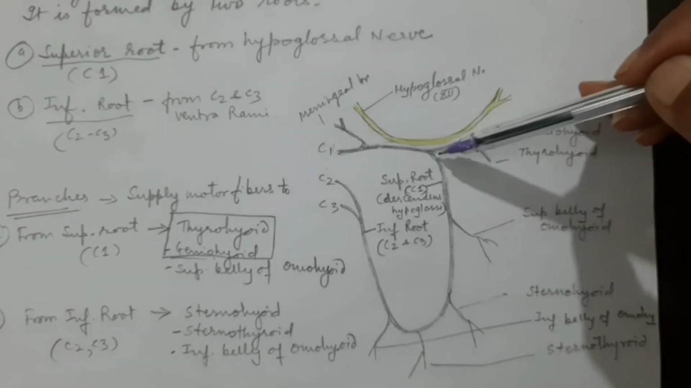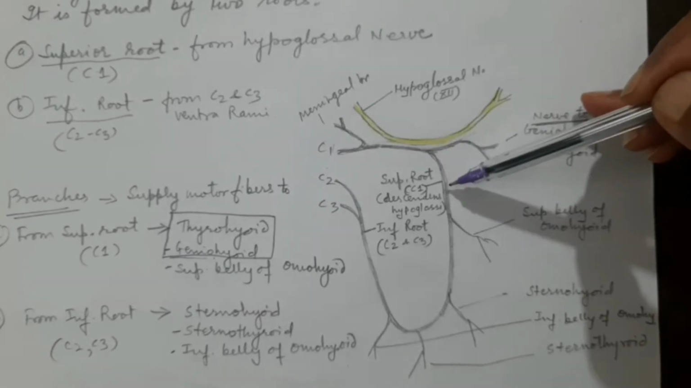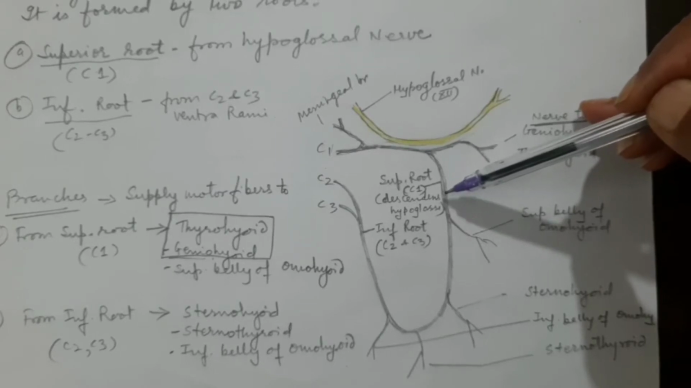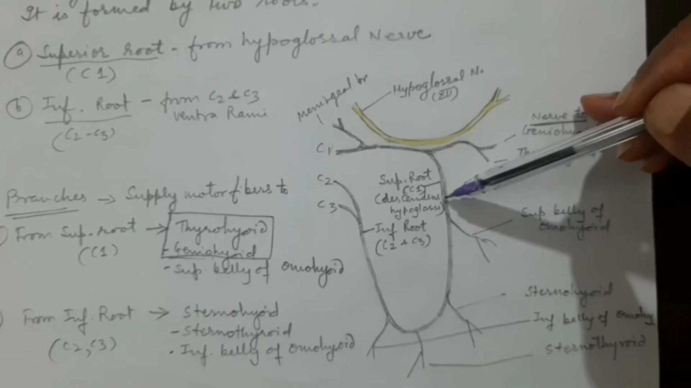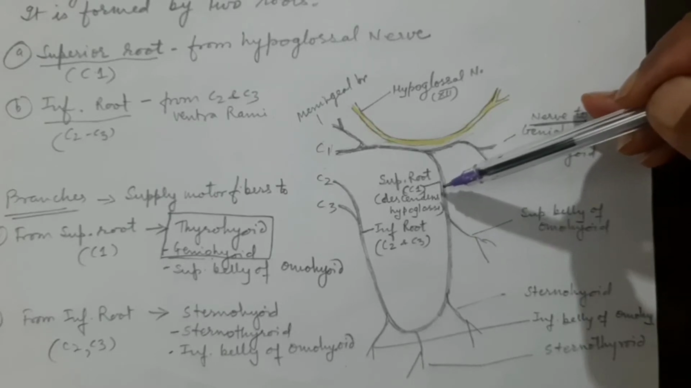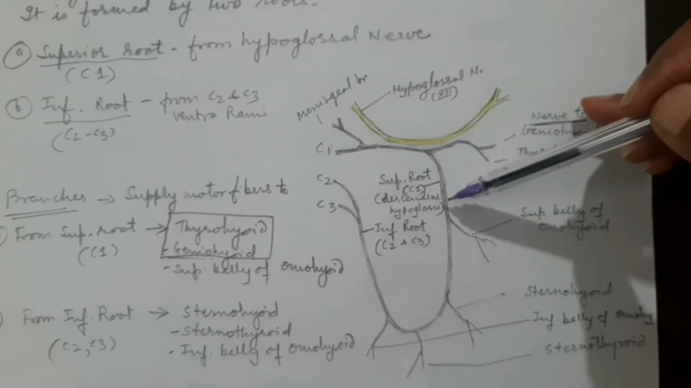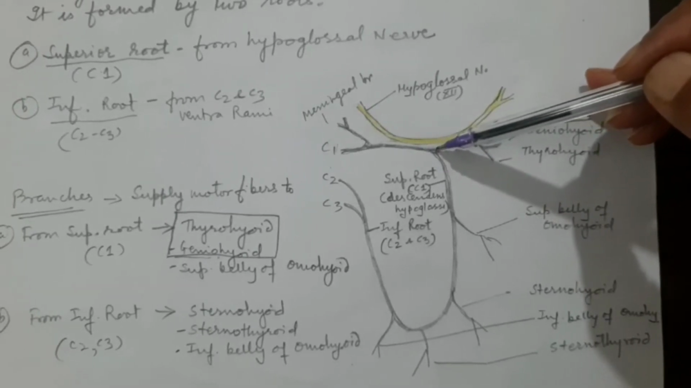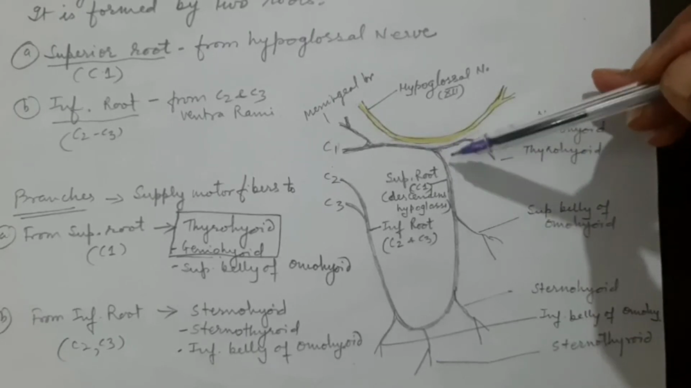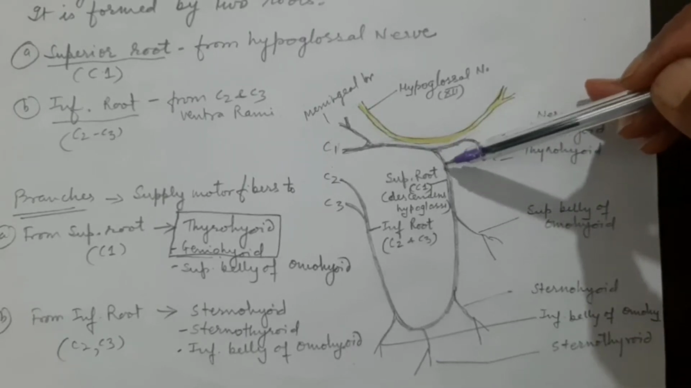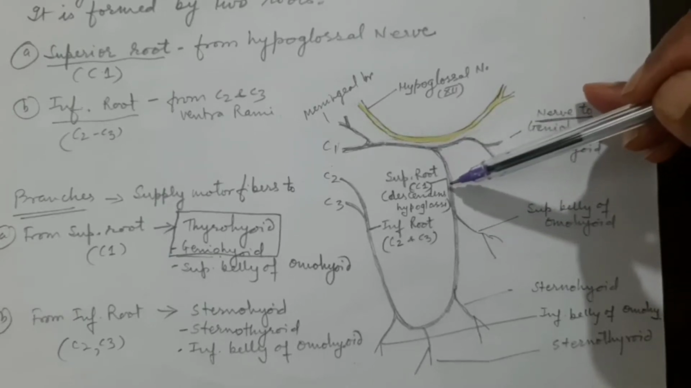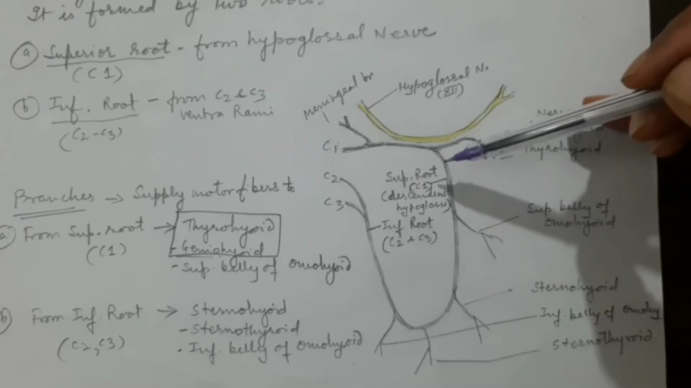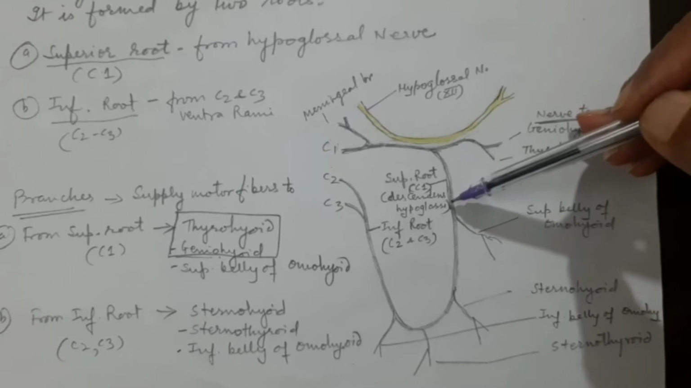But then this C1 gives a branch here, which is called the superior root of the Ansa cervicalis. This superior root consists of the fibers of C1, which appears as if it is taking origin from the hypoglossal nerve, but it doesn't contain the fibers of hypoglossal, it contains the fibers of only C1. So this root is called the superior root, and it descends.